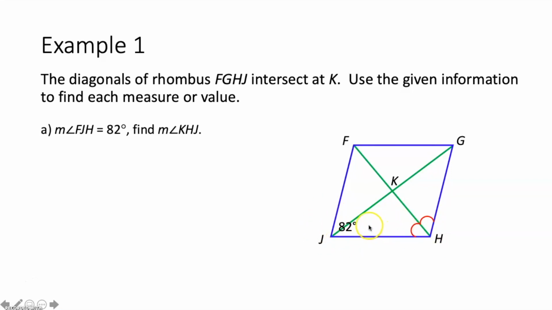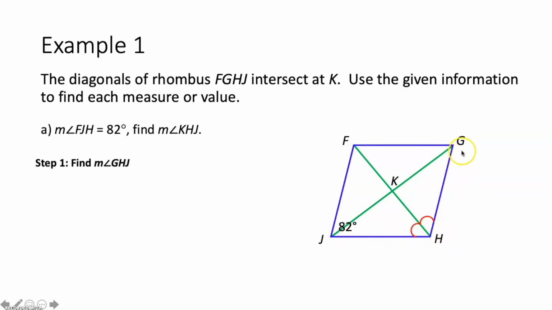So what I can do is set up an equation where the measure of angle GHJ plus the measure of angle FJH have to add together to equal 180 degrees. And since I already know the measure of angle FJH, I can plug that in, subtract that out, and I would get the measure of angle GHJ. Now, because FGHJ is a rhombus, this diagonal bisects this angle, so if I know what the measure of angle GHJ is, I can just divide it by 2 to get the measure of angle KHJ. So that's what I'm going to do.